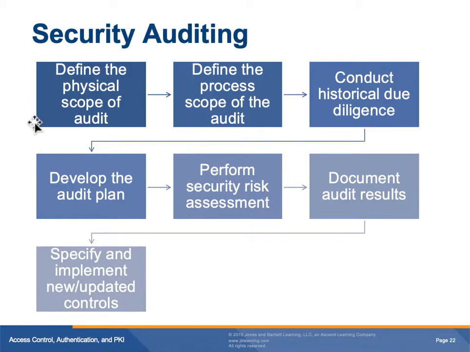A security audit involves defining the physical scope of the audit. What are your parameters? Defining the process scope of the audit, conducting a historical due diligence process, developing the audit plan, performing a security risk assessment, documenting the audit results, and specifying and implementing new and updated controls. The NIST standards, for example, require a gap analysis, a system security plan, a plan of action and milestones, and some sort of action against that POAM.